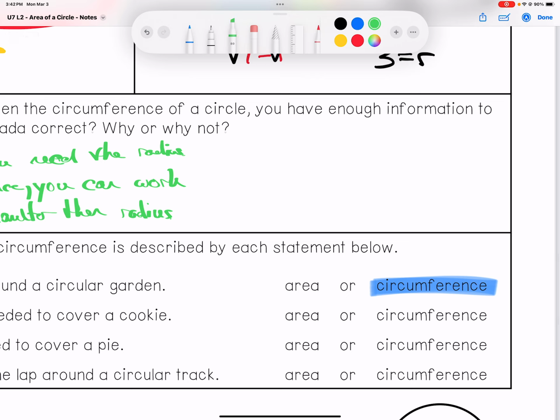The amount of frosting needed for a cupcake, so it's going to cover the entire top of the cupcake. That is the area. The amount of crust needed to cover a pie. Again, it's going to cover the entire pie. You don't want crust just on the edges. You want it on the whole bottom of the pie. So that's area. The distance traveled in one lap around a track, that's obviously circumference because you're going around the edge.